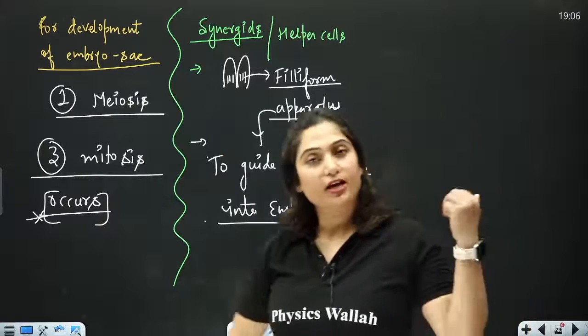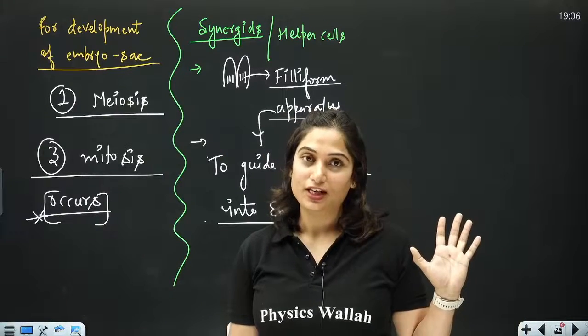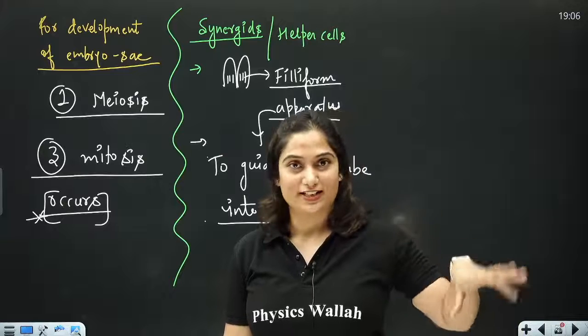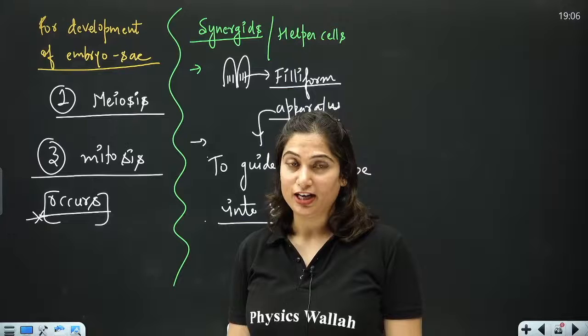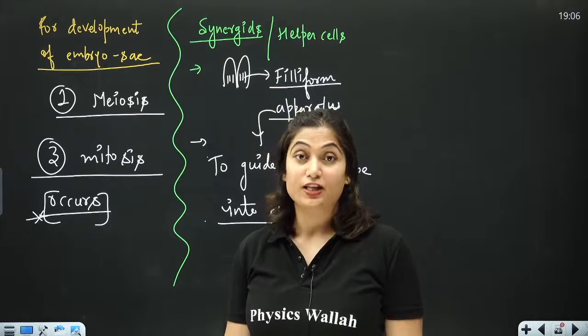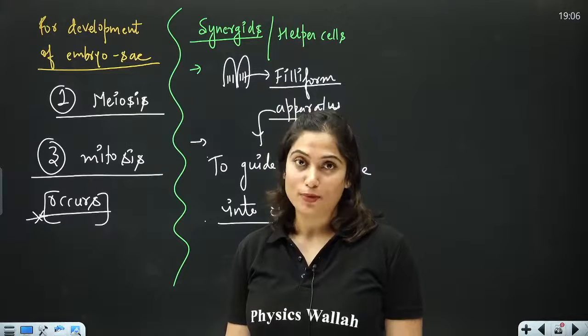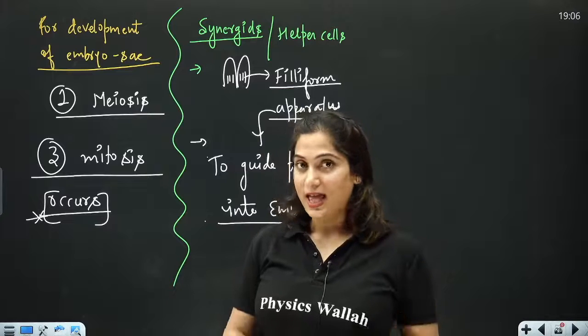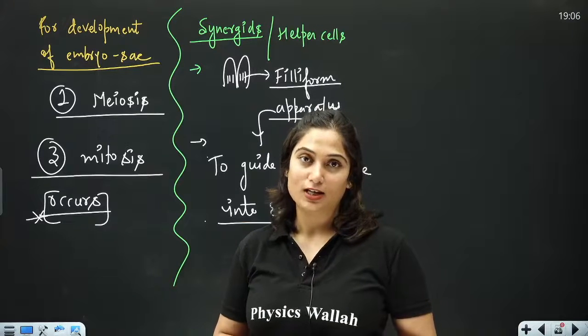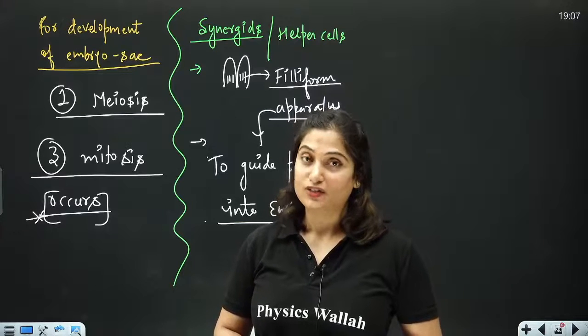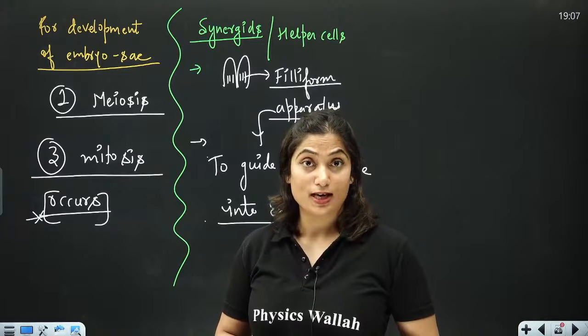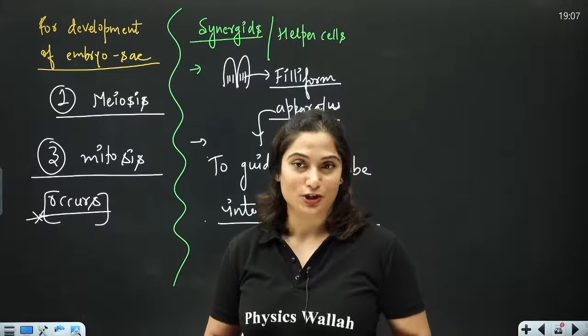Antipodals, they ultimately degenerate to provide nourishment, right? So now we have formed the female gametophyte and the male gametophyte. The female gametophyte is called the embryo sac, which contains the egg cell, and the male gametophyte is the pollen grain, which contains the male gametes. Now, what will happen? Fertilization. But before fertilization, what will happen? Pollination.